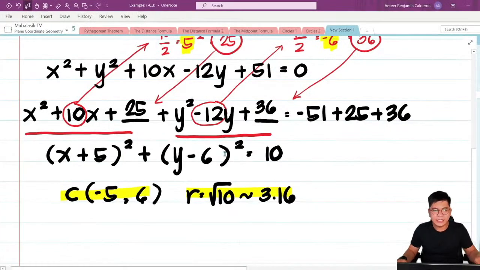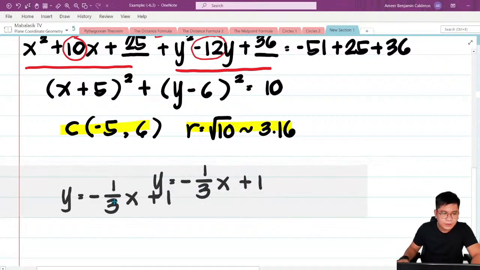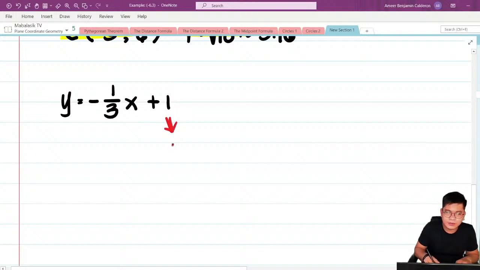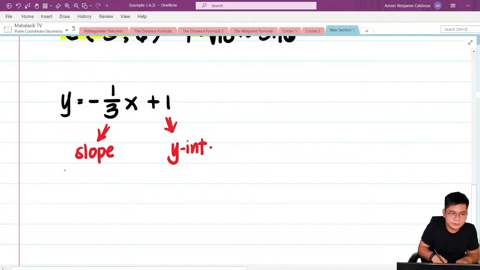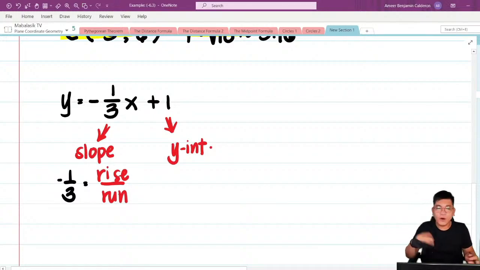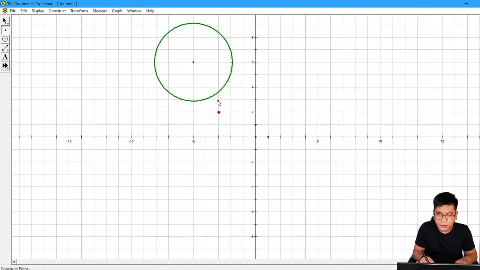How about our line? The line is in slope-intercept form already. So wala na tayong poproblemahin dito. So we have here our y-intercept and our slope. The slope is negative 1/3, which is rise over run. So 1 rise, 3 run. The slope is negative, so the line falls from left to right. Let us now graph. So y-intercept is 1. If the line falls from left to right, then we have 1, 1, 2, 3. Then 1, 1, 2, 3. Pero pwede na yan. This is now our line.